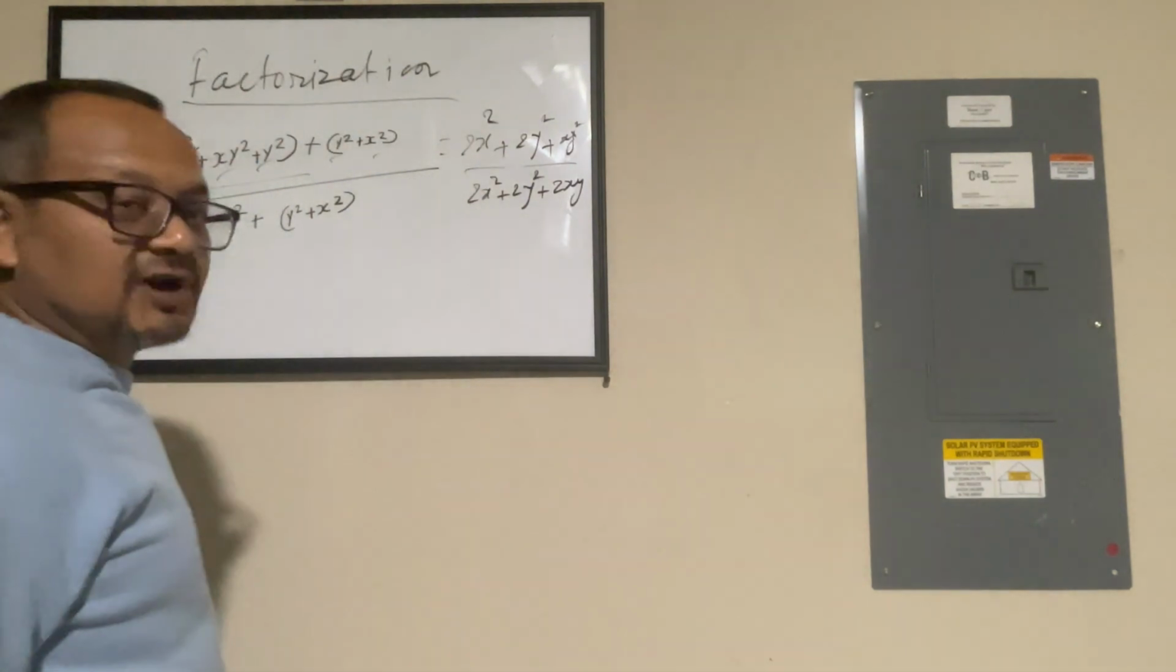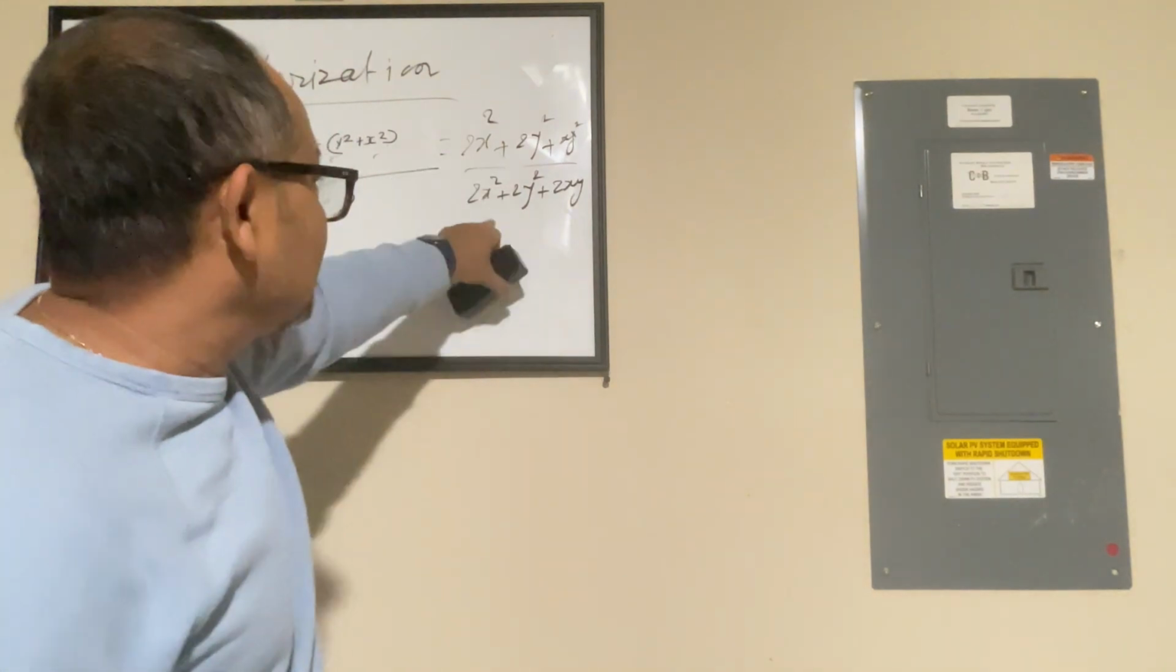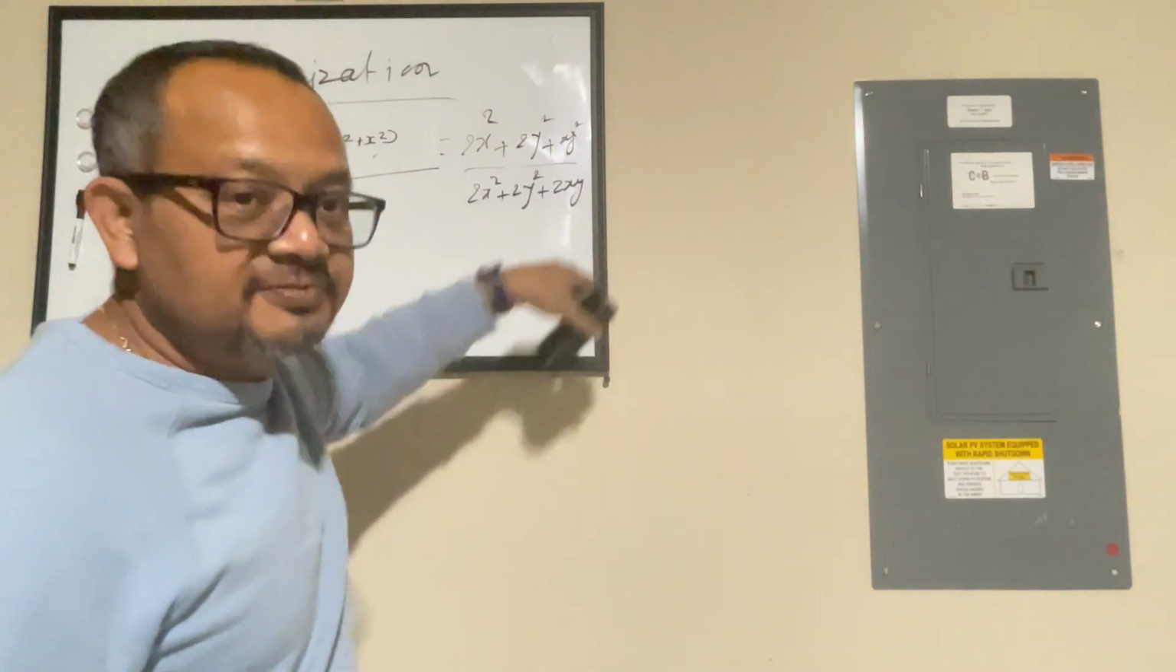So this becomes 2x squared plus 2y squared plus 2xy. See? So this is not possible, because this is a numerator, this is a denominator. There is no way you can divide it.